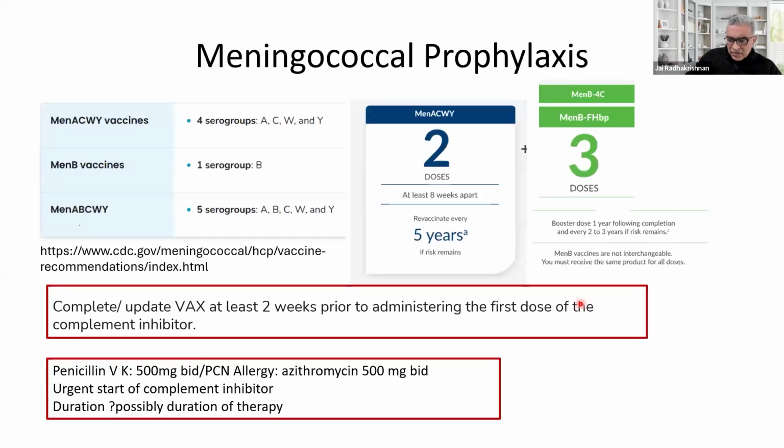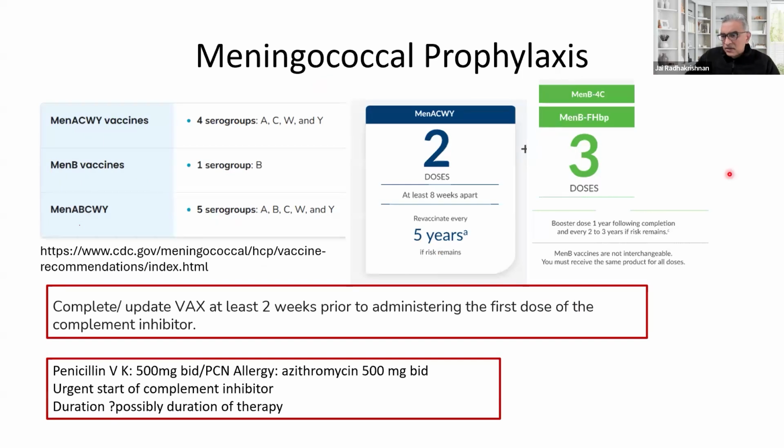Meningococcal vaccine is extremely important. These are the updated ACIP guidelines. And you need to vaccinate against ACWY as well as B. And they have a completely different schedule.